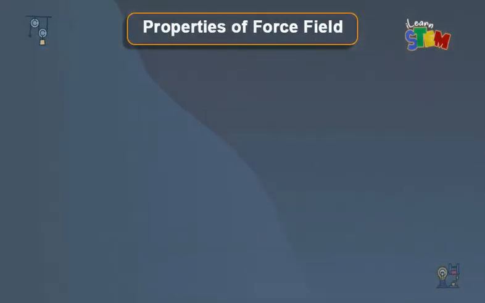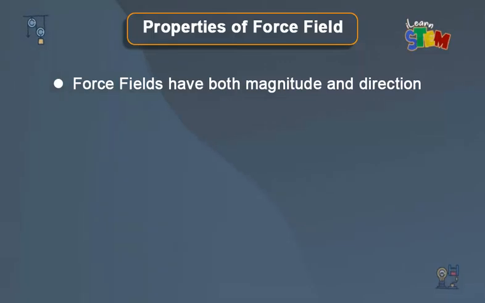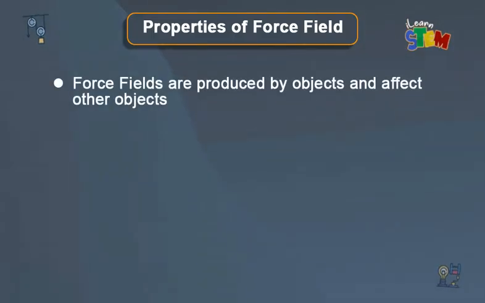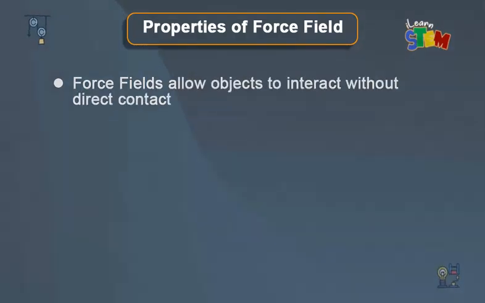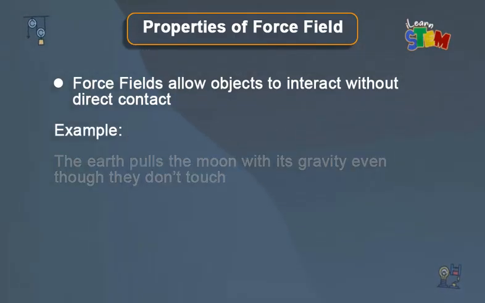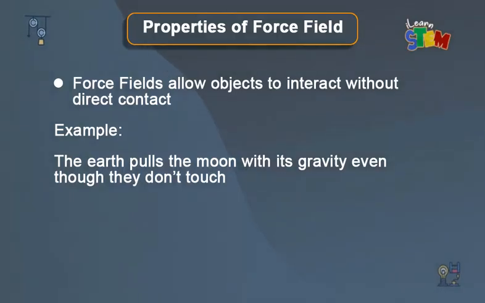Now, let's talk about the various properties of force fields. Force fields have both magnitude and direction. They are produced by objects and affect other objects. An example is, a gravitational field is produced by mass and affects other masses. Force fields allow objects to interact without direct contact. Example. The Earth pulls the Moon with its gravity, even though they don't touch.